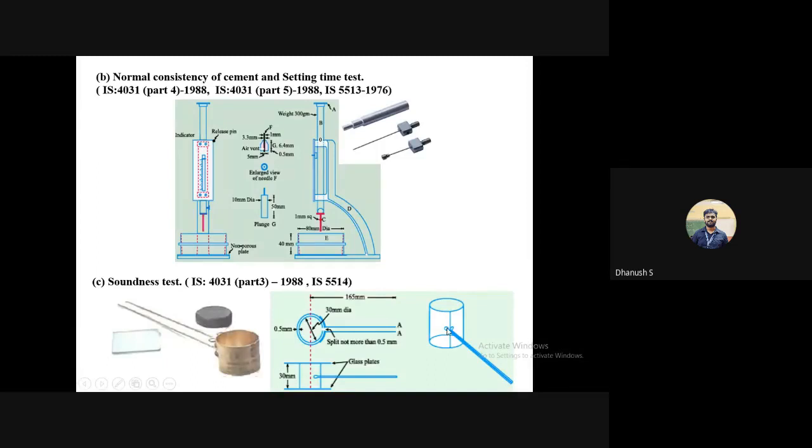Okay, so what do we do? Take the cylinder, fill cement paste, glass plate on top, glass plate on bottom, stone on top, tie everything together, put it in regular water at standard room temperature for 24 hours. After 24 hours, take it out of water and measure the distance between these 2 tongs. Can you see these 2 tongs that are there? The left arm and the right arm of this Le Chatelier's apparatus. Record the distance between these two tongs as L1.